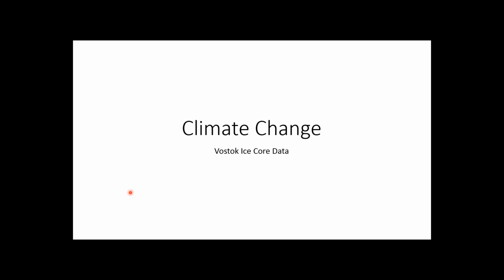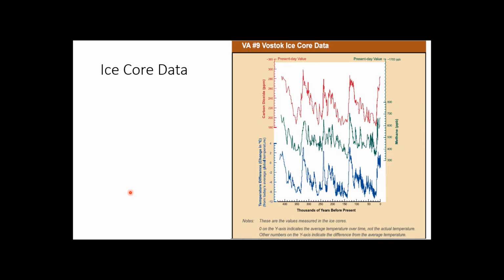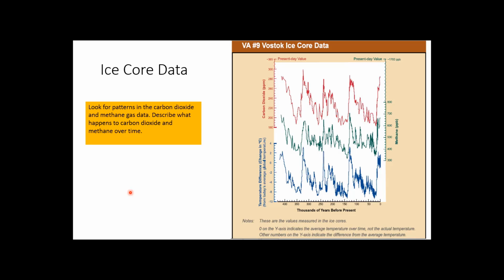Climate change, Vostok ice core data. So with these, each of the questions should be addressed as we go through, and the questions will be pulled up along with the data. So here's what the data looks like, and then the questions will come up like this, and we should be able to answer them. Okay, look for patterns in the carbon dioxide and methane gas data.